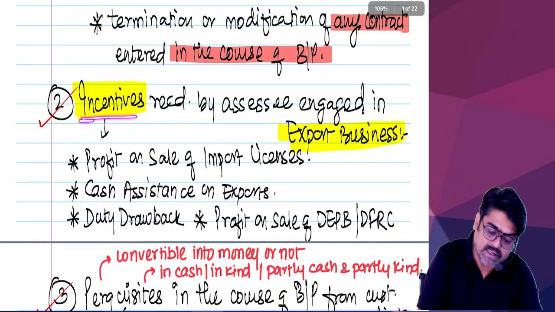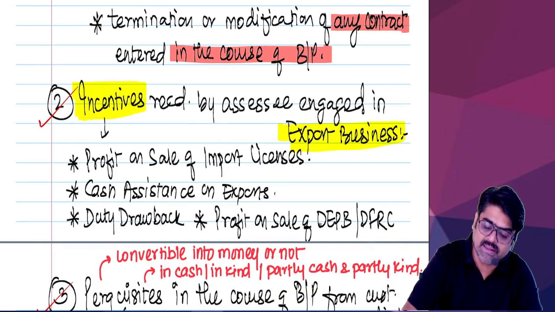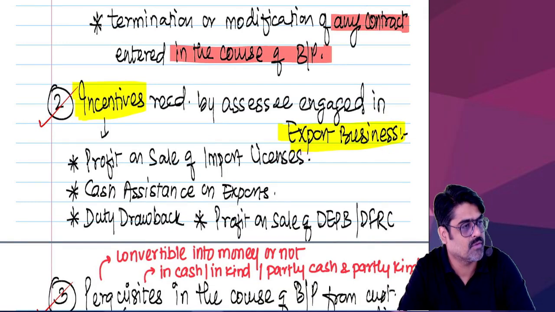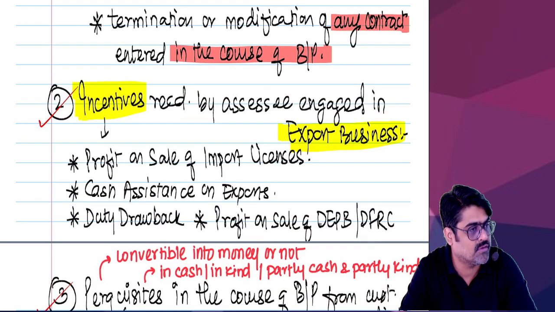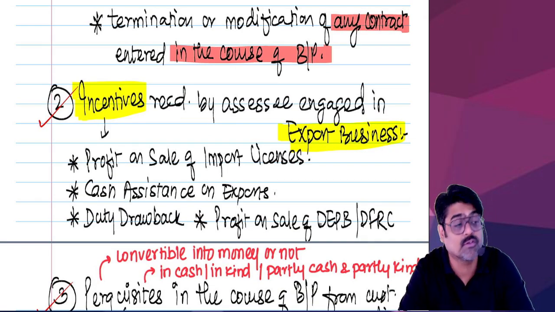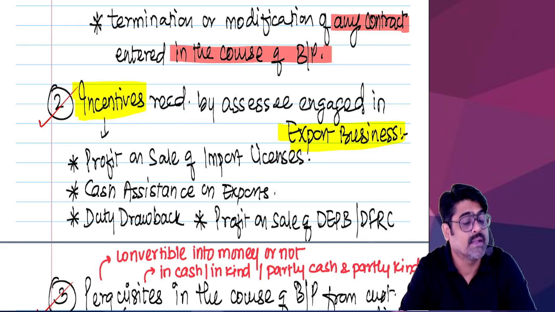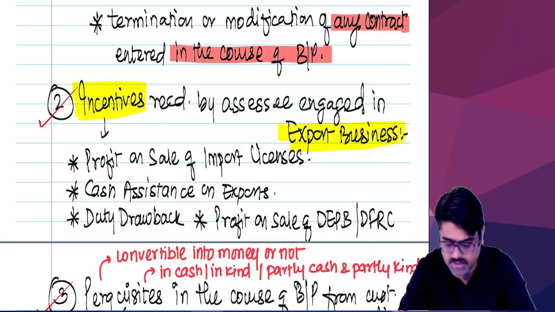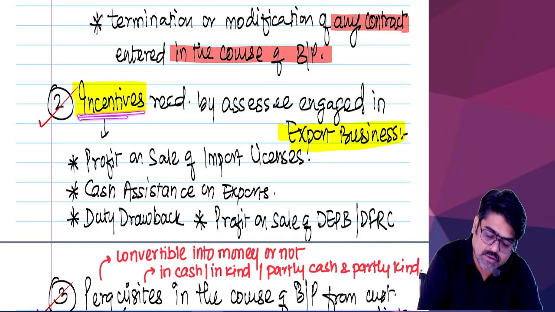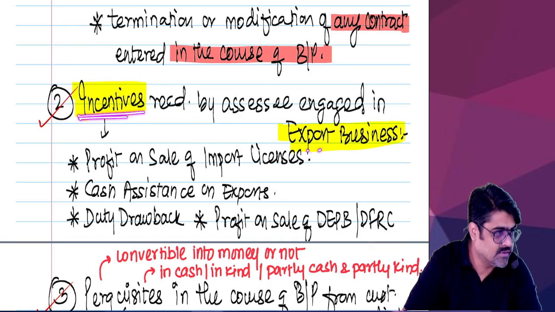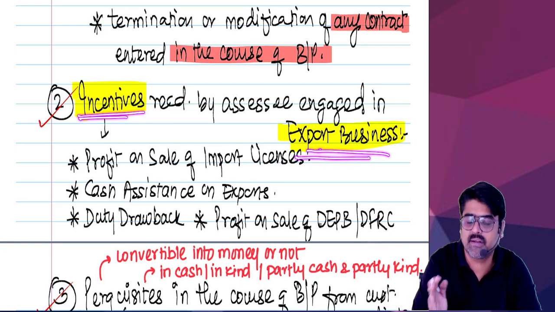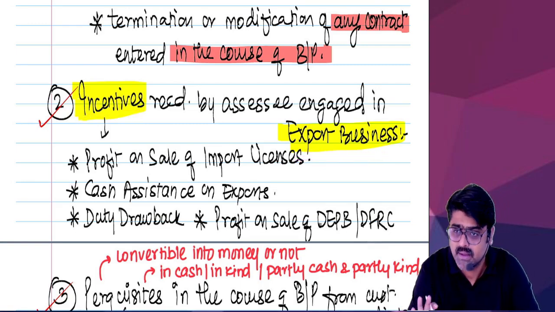Then we saw incentives, export incentives received by the assessee engaged in export business. What type of export incentives? Profit on sale of import entitlements or import license, profit on sale of DEPB, duty entitlement passbook, then duty free replenishment certificates, then duty drawback, then cash incentives from the government. Okay. Now these are the incentives which are available to assessees doing export business. So these incentives will also be taxable under the head PGBP.